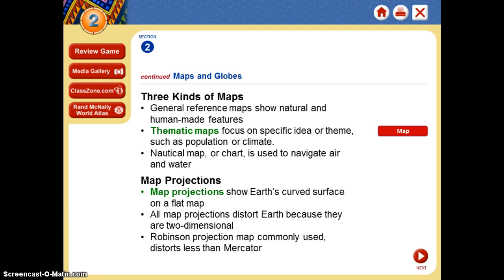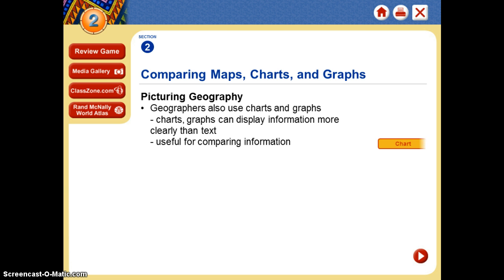There is a Robinson projection map, which is generally favored by geographers, and it distorts less than a Mercator map. And the reason for that is that the Mercator projection generally shows a completely flat picture of the Earth, whereas the Robinson projection tries to take in the curvature of the Earth's surface when sizing the continents and so forth. So it's generally considered a more accurate representation.